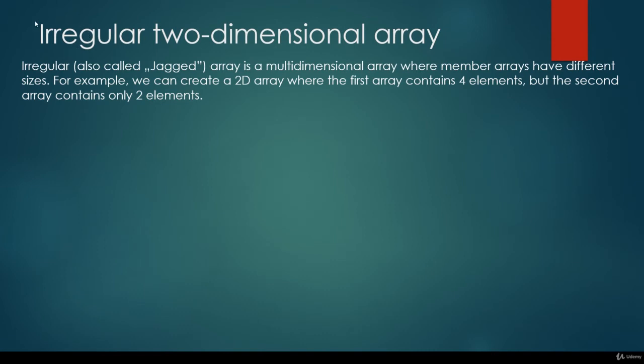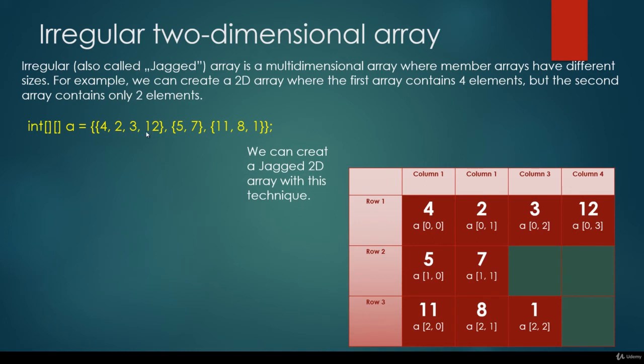We can create a so-called irregular 2-dimensional array, also called a jagged array, which is a multidimensional array where member arrays have different sizes. For example, we can create a 2-dimensional array where the first array contains 4 items, but the second array contains only 2 items. So this is how we can create something like this.